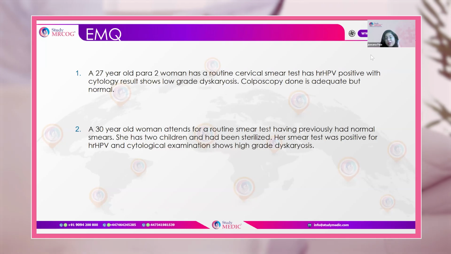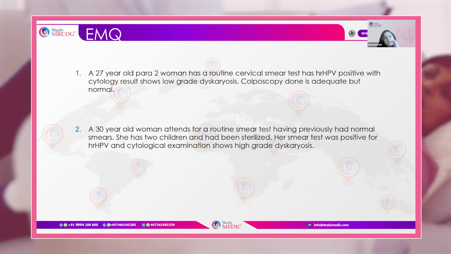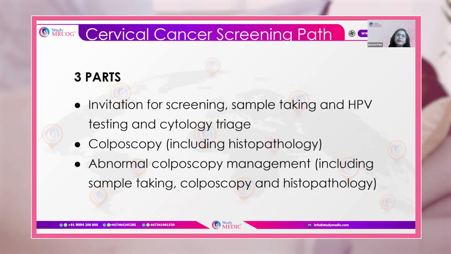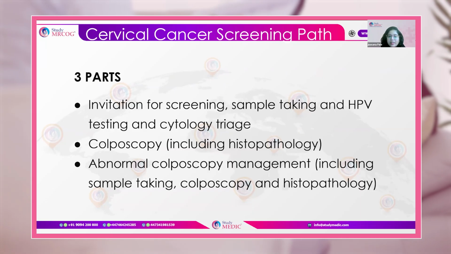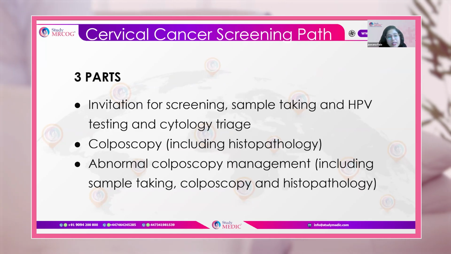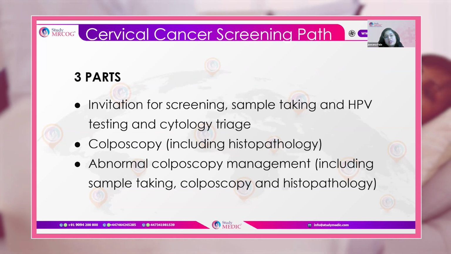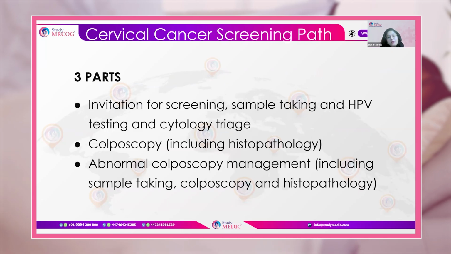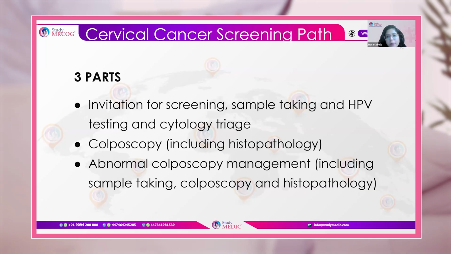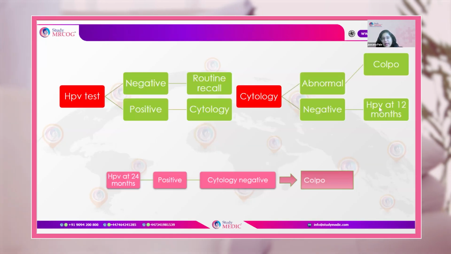You will be able to easily answer this question in case you have a good idea regarding the flow charts that are mentioned in the NHS guidelines. So let us go through in brief the cervical cancer screening pathway as per the NHS. They have divided the entire pathway into three parts. The first is the invitation for screening, sample taking, and HPV testing and cytology triage. The second is the colposcopy. Third is how you need to manage in case of abnormal colposcopy. These are the three parts of the cervical cancer screening pathway as per the UK guidelines.